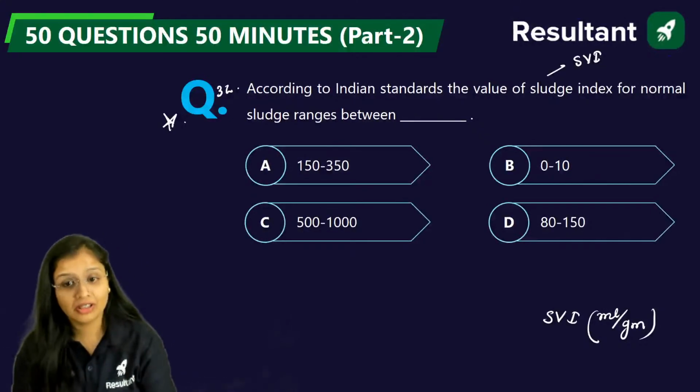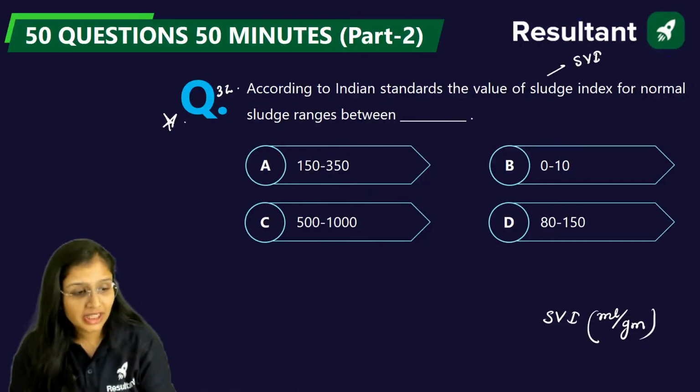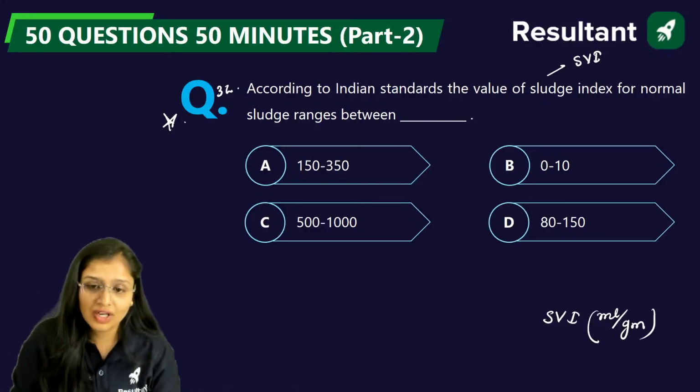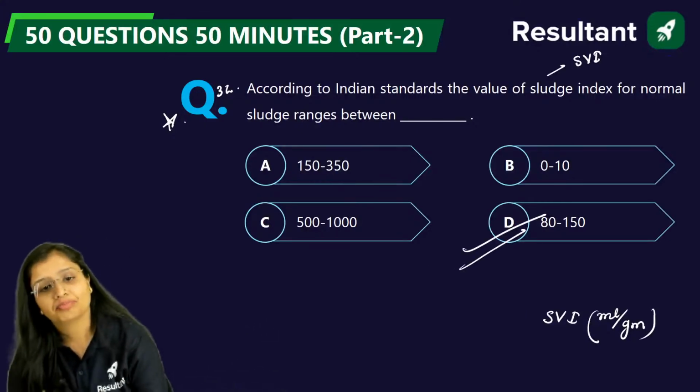500 to 1000. Oh my god, it cannot be. Generally we keep it in the ratio of 80 to 150. This is standard, guys. Remember this.